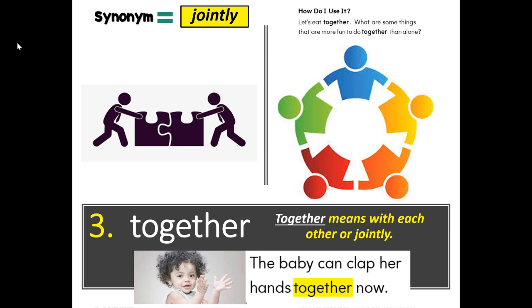So, how do I use it? Let's eat together. What are some things that are more fun to do together than alone? So let's eat jointly or let's join together. What are some things that are more fun to do jointly than alone? So, together. Together means with each other or jointly. To join. Join means to come together.